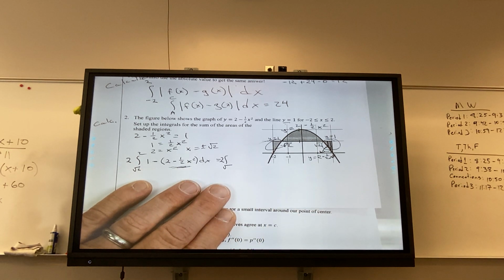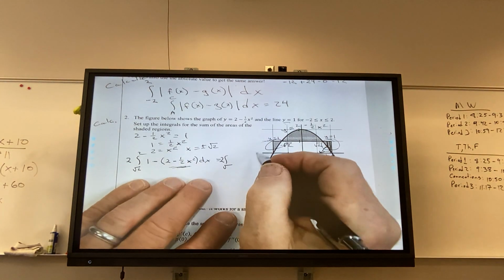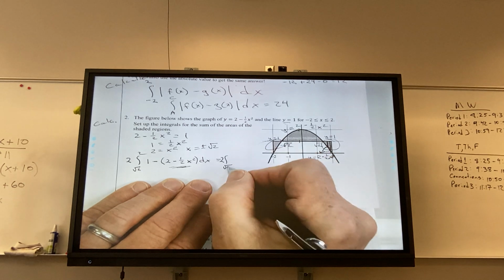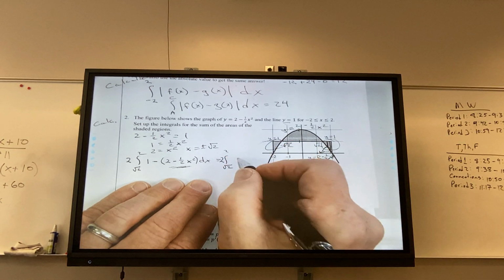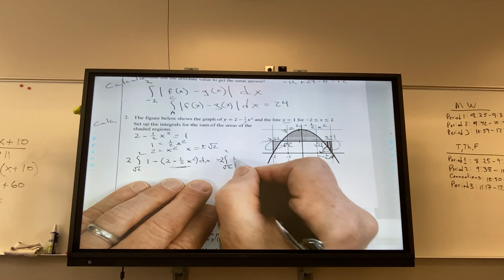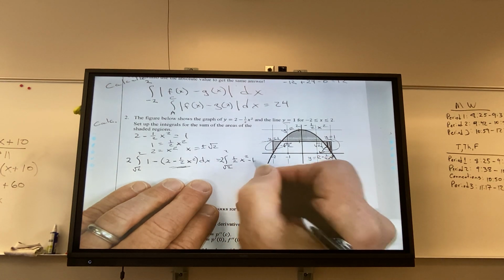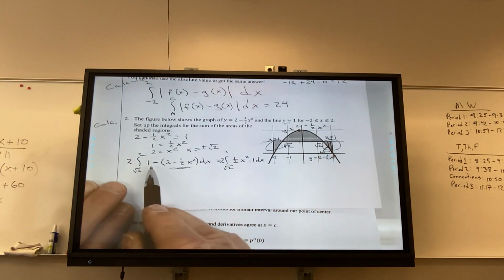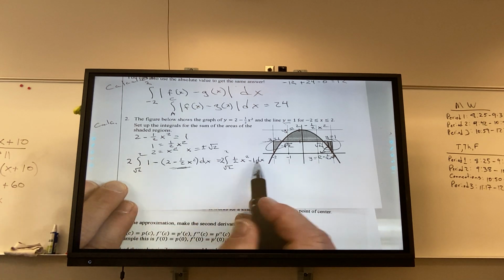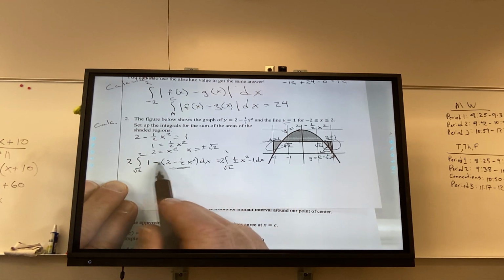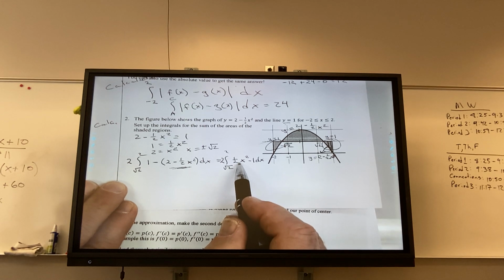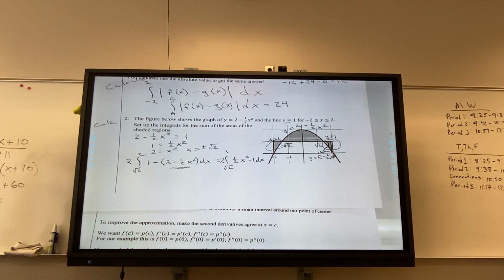Everybody okay on that? So now I'm going to write this as, this is square root of 2, this is 2, and I'm going to write this as 1/2 x squared minus 1 dx. So what I did is I took 1 minus 2, that's a -1, and then when I distribute the minus sign, that became positive. Okay? Everybody all right on that? Okay, I'm trying to figure out how you did that. Let me take a look.